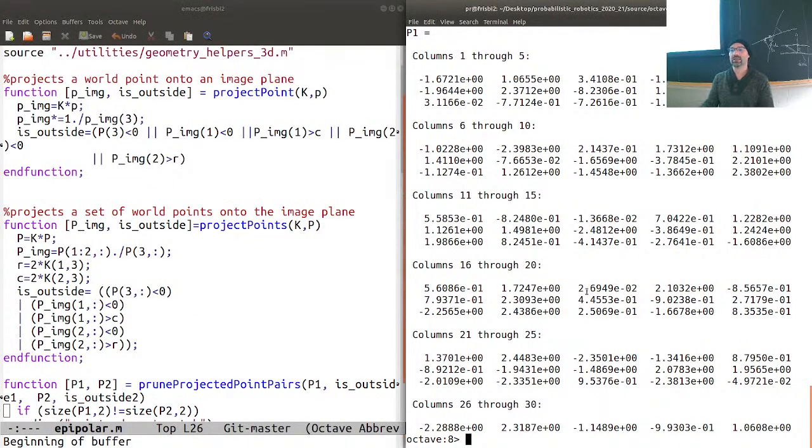Okay. I have to invent a camera matrix. Camera matrix will be K equal to 100, 0, 100, 0, 100, 0, 0, 0, 1.